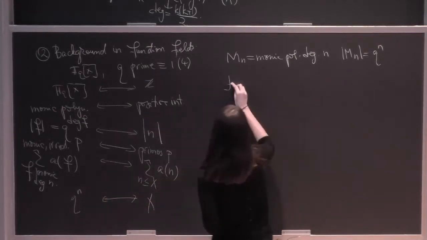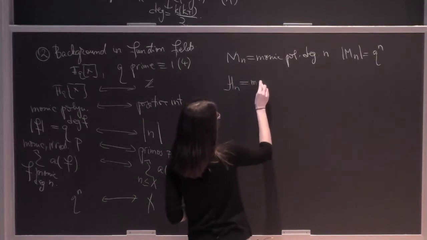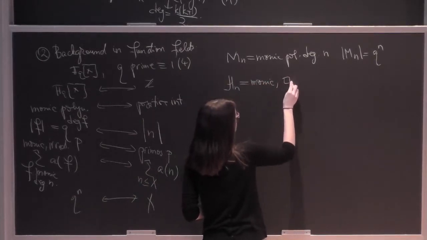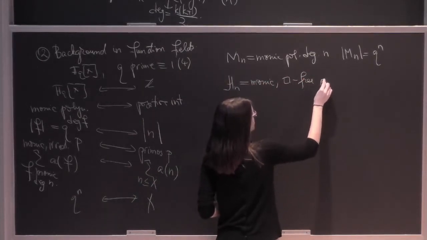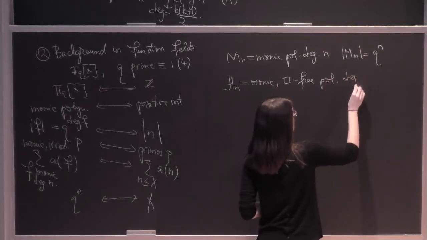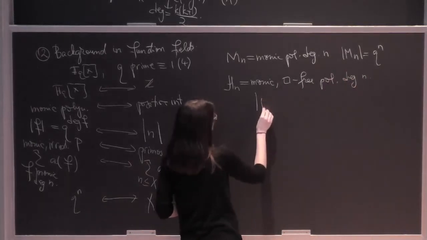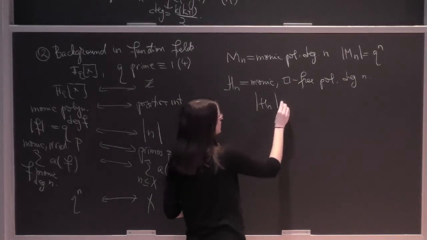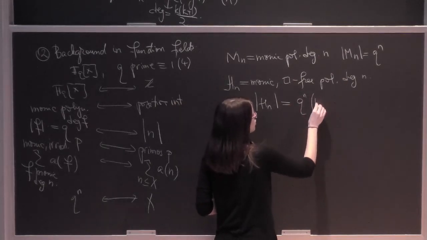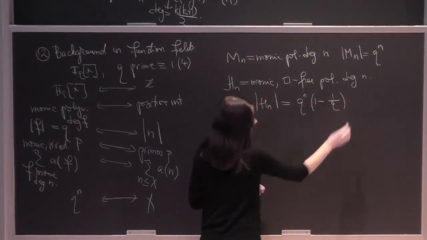And I will denote by H_n the monic square-free polynomials of degree n. And I can write down a formula for the cardinality of H_n with no error term. So this is q^n times (1 minus 1 over q).